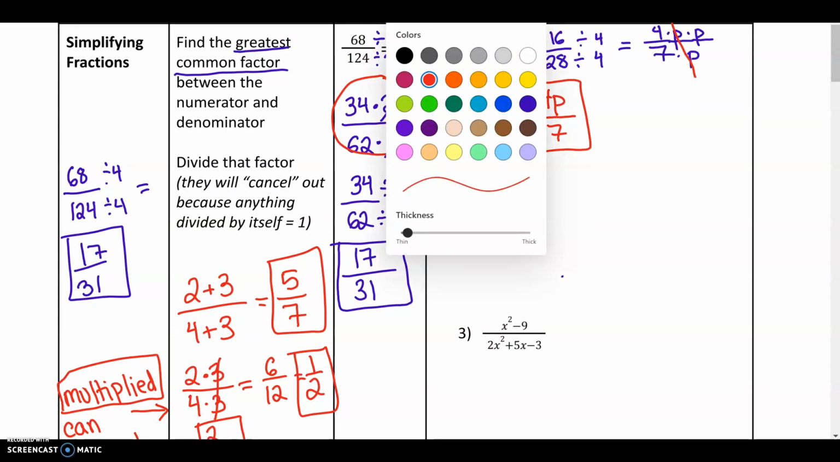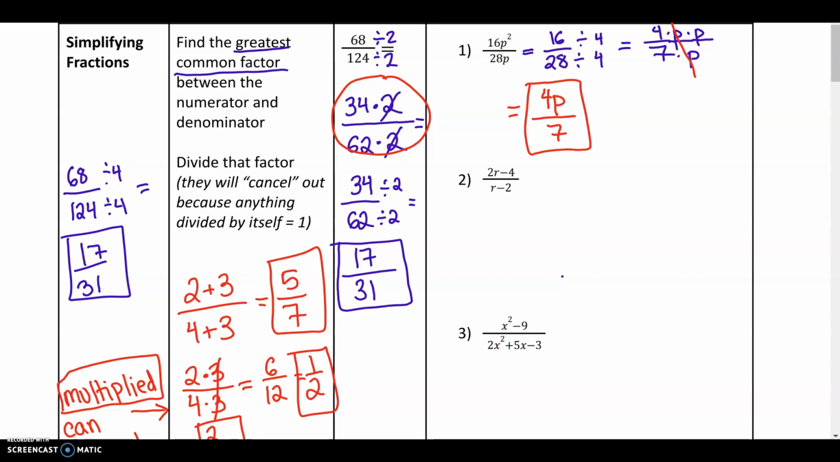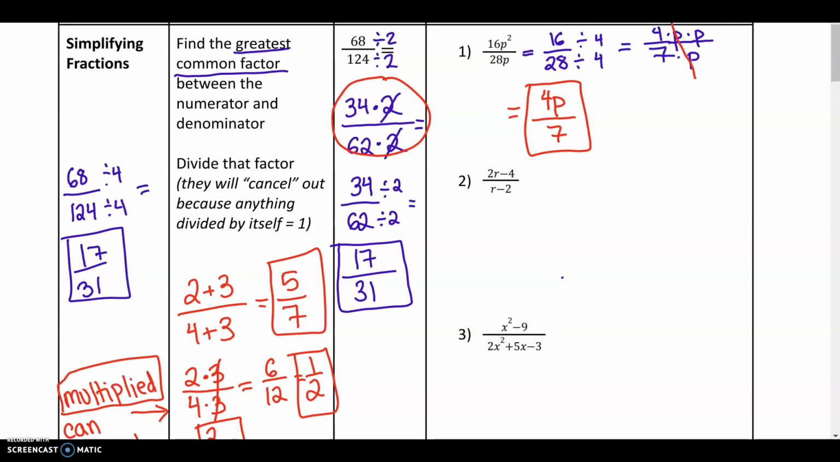So anytime you feel like you can't cancel anything, you have a sum, and you're like, hey, Miss Mancini said you can't cancel things that are a sum, you're going to want to see if you can factor first. Because if you factor, you can turn that thing into a product or a multiplied expression. So in this case, r minus 2 in the denominator is as simple as that gets, but you can factor out a greatest common factor of 2 in the numerator, which is like reverse single distribution.